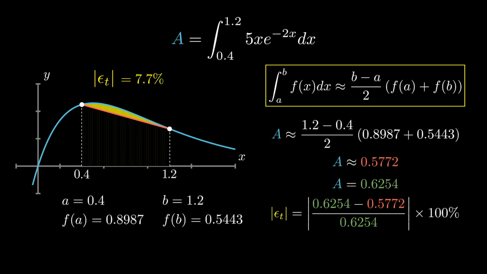This is a large error. We must minimize this error. We can do that by applying the trapezoidal rule more than once between the lower limit and upper limit. In the following video, we will derive the multiple segment trapezoidal rule.